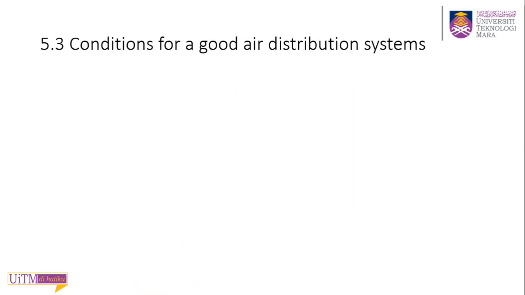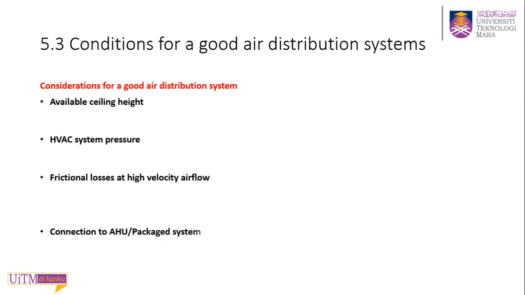Now, factors that should be considered for a good air distribution system are the available ceiling height, the HVAC system pressure, the potential frictional losses in the ducting system, and the connection to the AHU or package air conditioning system. For available ceiling height, round ducts will take up more space because it is bounded by its diameter, while square ducts will take up less space because the height of the square duct can be adjusted with respect to its width.